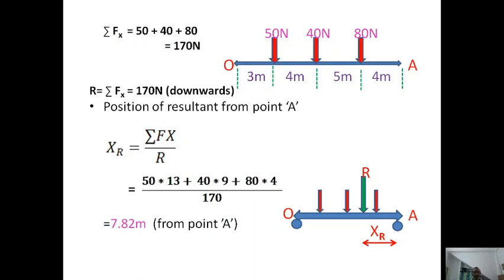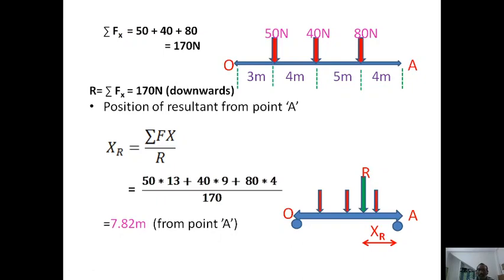Therefore, sigma F of y equal to 50 plus 40 plus 80, that is 170 Newton, and R is equal to sigma F of y equal to 170 Newton downward. Position of resultant from point A, sigma F of x by R. Therefore, you got by solution it is 7.82 meters after calculation.